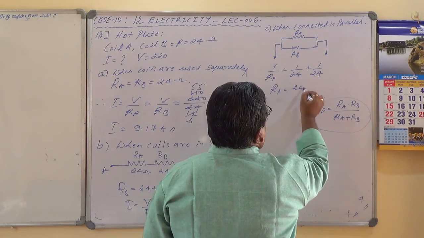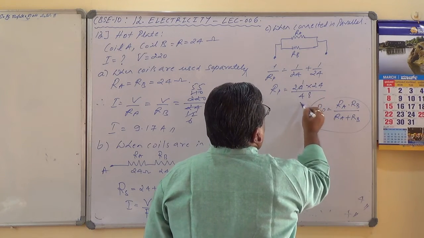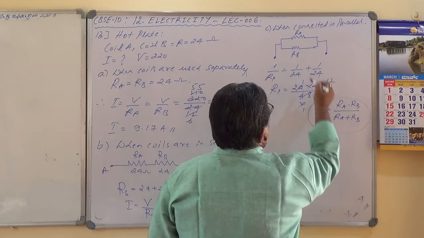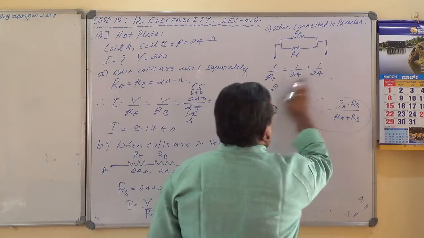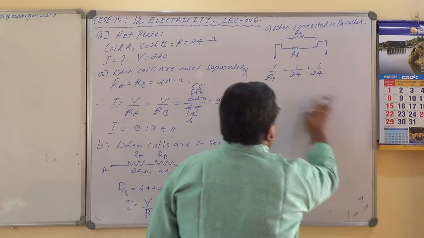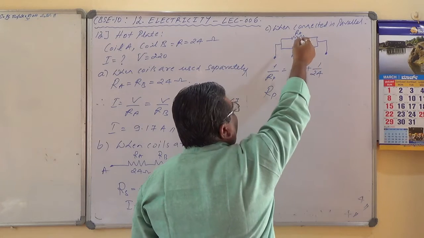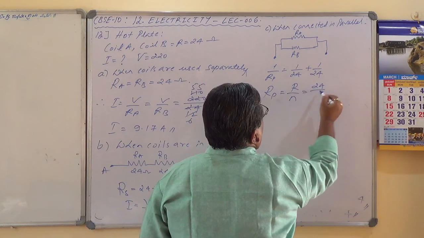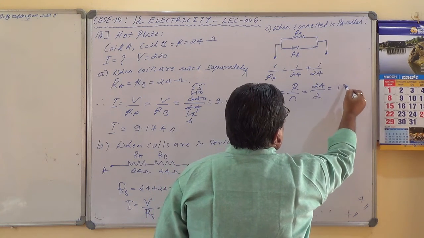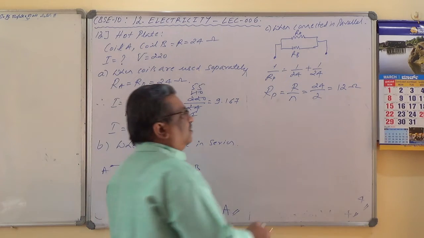That means 24 into 24 divided by 48, which is 24 by 2 basically. So you can work out like this also. I hope you understand. So RP equals 24 divided by 2, which equals 12 ohm. This is an alternate way of working. Couple of methods you should know very quickly how to work out.